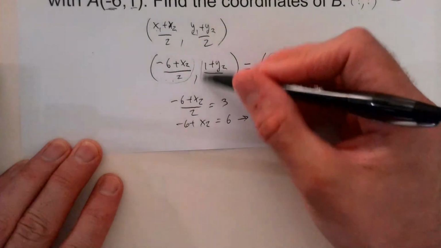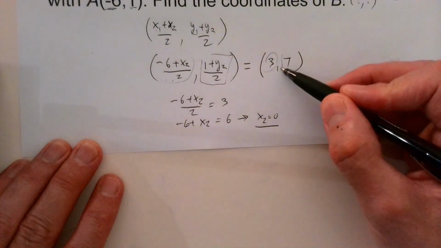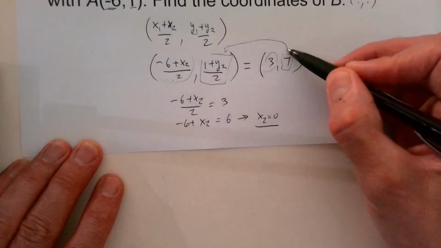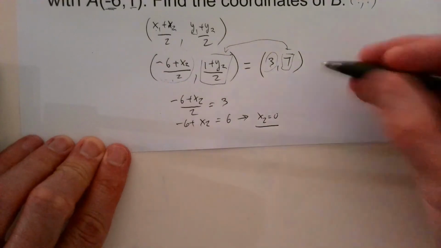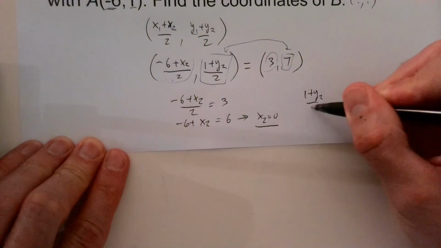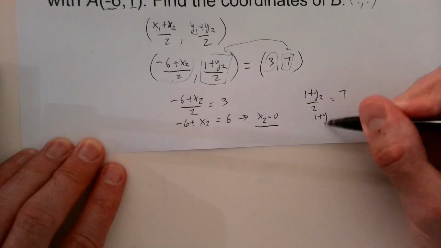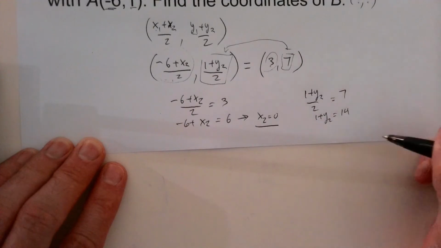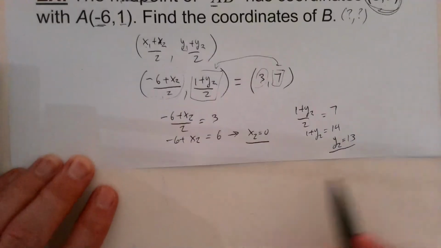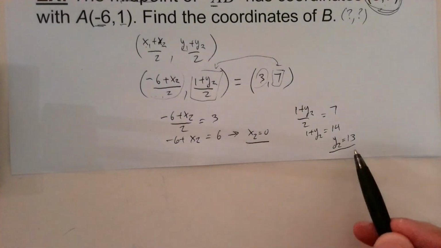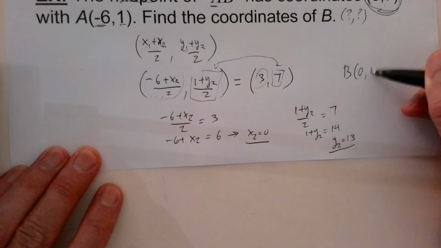And now I have to set up my equation to find the y values. So this y value has to equal this y value. They've got to be the same. If they're not the same, I can't put this equal sign there. That would be a false statement. So again, multiply everything by 2. Subtract a 1. Okay, so I've got my coordinates. I'm going to say B has coordinates 0, 13.